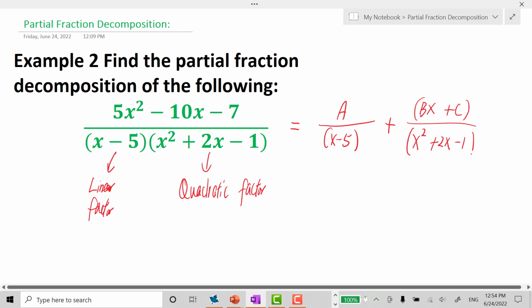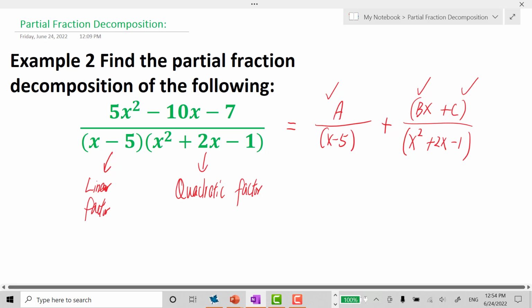So now, basically the key thing is to find out what A is, what B is, and what C is. And again, we're going to use an LCD on the right-hand side to simplify this.